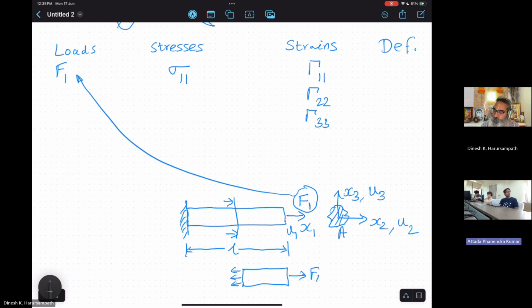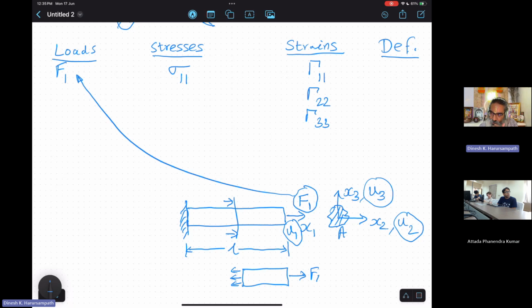Can you repeat the question? Yeah, I'm asking, see, we are trying to fill up all these, right? So we already filled up for loads. We filled up for stresses. This is the third bucket, strains, we already filled up. We want to next fill up the deformations, okay? Which would include displacements and rotations. So the displacements that are generic are what I showed over here. That is U1, U2, and U3 along the X1, X2, and X3 directions in a general problem.